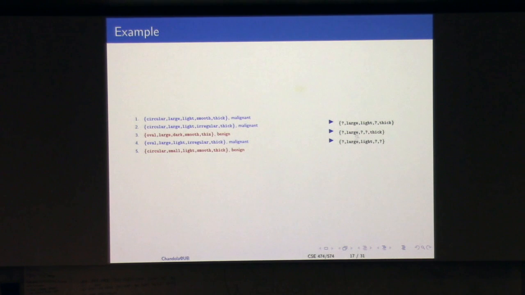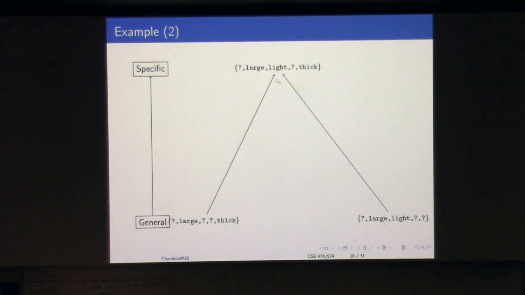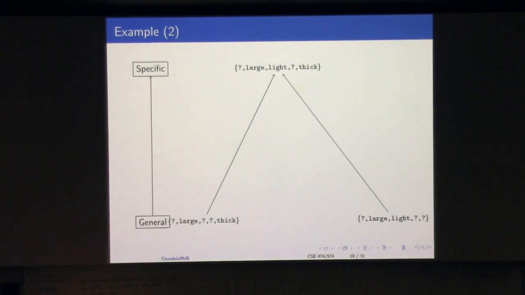But what you can see is that they can be arranged in different ways. For example, if I take these three consistent hypotheses, I can see that this one is the most specific among all three, because you cannot go more specific than this without becoming inconsistent. In the same way, these ones are the most general that we have so far. So if you had run the list-then-eliminate algorithm, these would be the hypotheses in the version space, and you can arrange them like this.